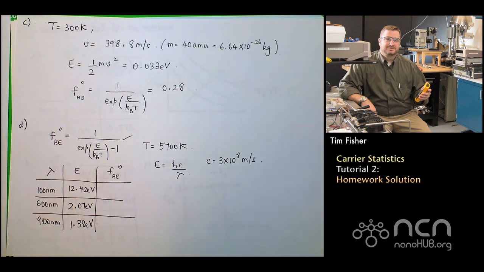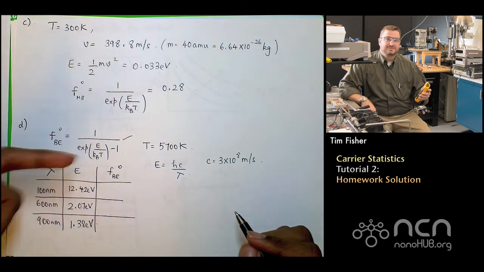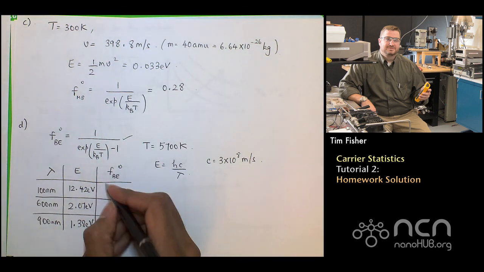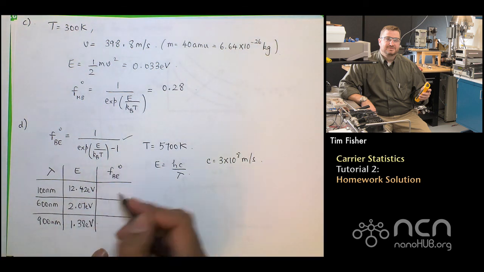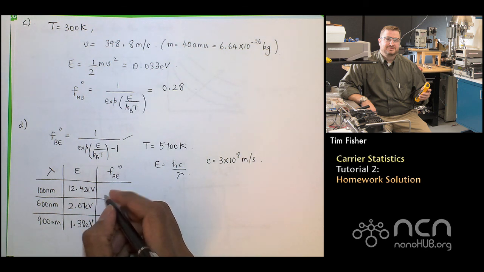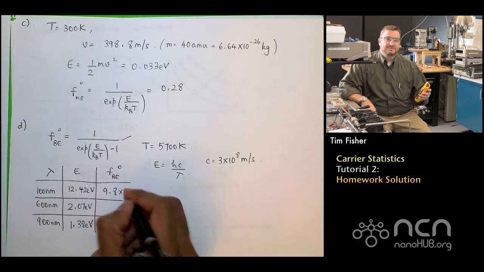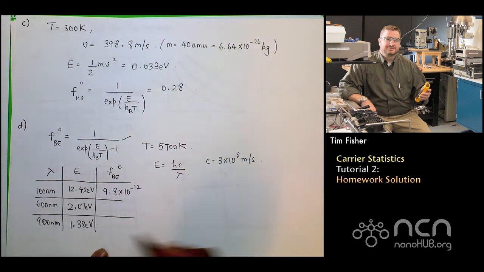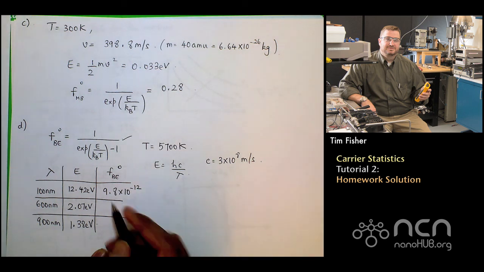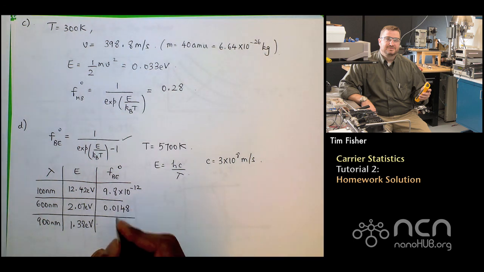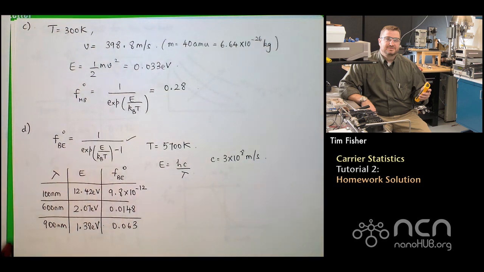And once again, plugging the energy and the temperature into the Bose-Einstein distribution function, we get the values for the occupation number. It comes out to be 9.8 times 10 to the power minus 12 for the 100 nanometer wavelength, 0.0148 for the 600 nanometers, and 0.063 for the 900 nanometer case.